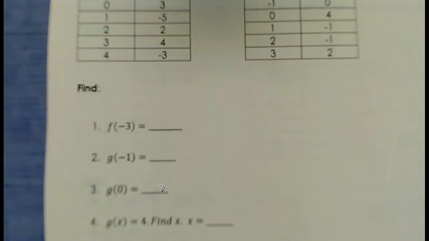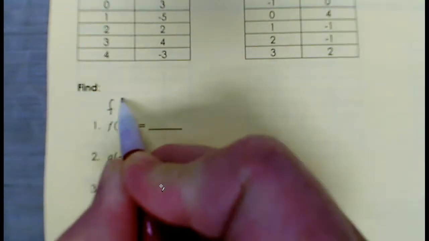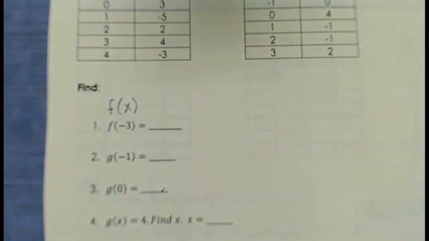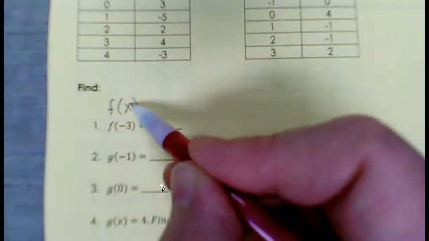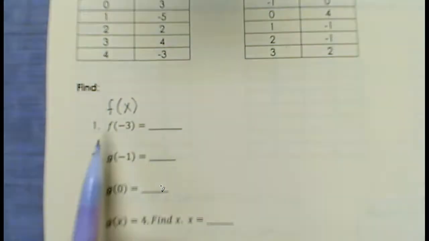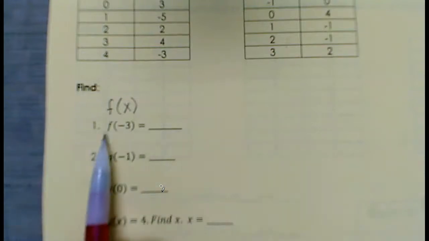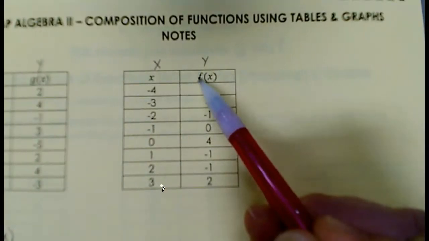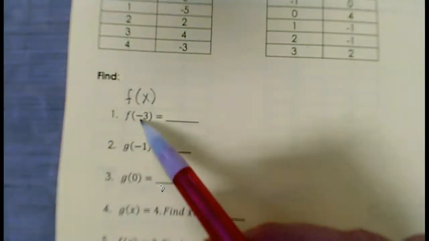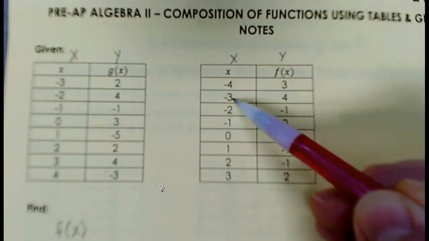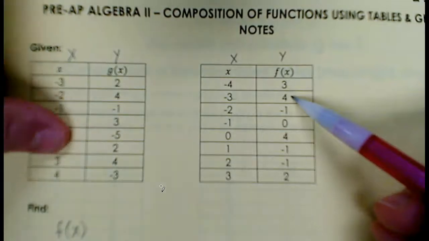Well, what does f of negative 3 mean? Well, function notation looks like this. So do you see that the negative 3 is where the x is? That means in the function f, if x is negative 3, what's the y that goes with it? That means I'm going to look at the table labeled f. I'm going to look at negative 3 in the x column. What goes with it?